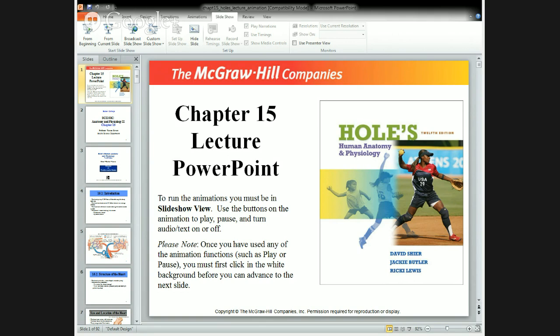Death of cardiac muscle cells can occasionally occur. There's an increase in fibrous connective tissue of the heart. There's an increase in adipose tissue of the heart. There's an increase in blood pressure, and there's a decrease in resting heart rate. 15.7 has a clinical application, molecular causes of cardiovascular disease, and 15.8 talks about coronary artery disease.